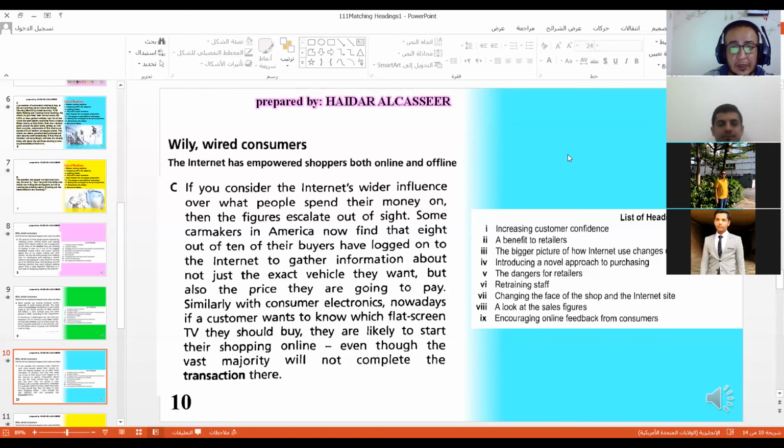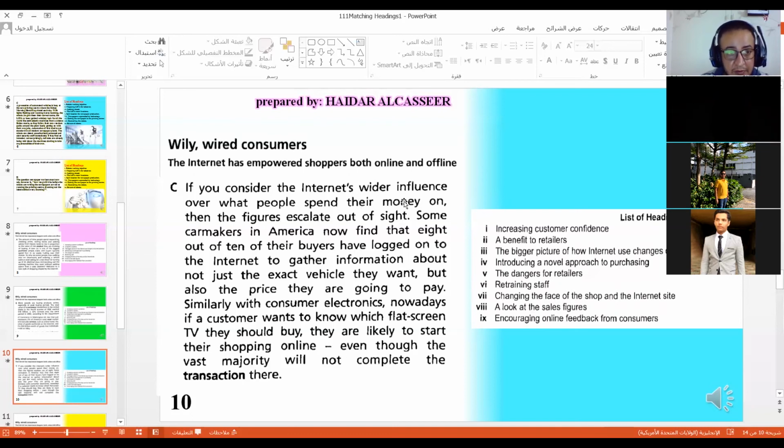So we have two changes here. Change of VII and change of III. That means change of number 7 in the headings and change of number 3 in the headings. Let's see. Number 7 says changing the face of the shop and the internet site. It talks about change, but of the shop and the internet. So it's not the right one, because the change here is on the people who spend money.